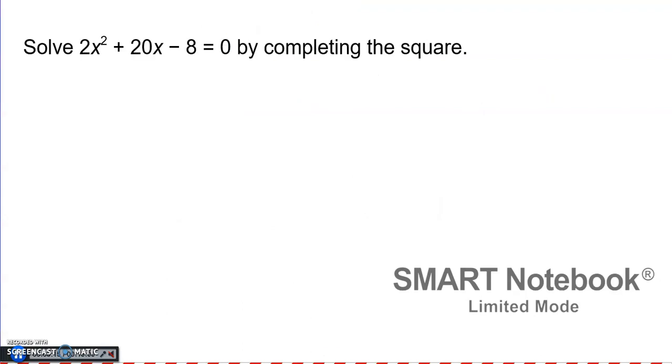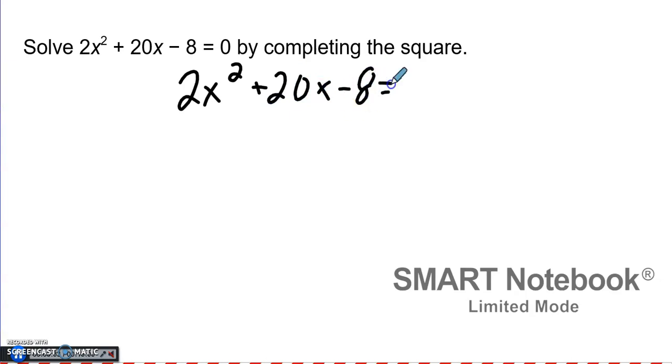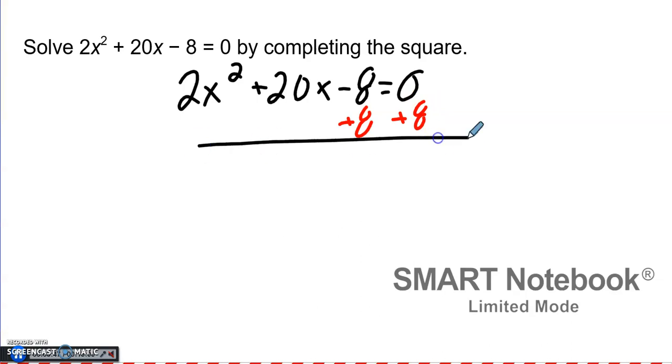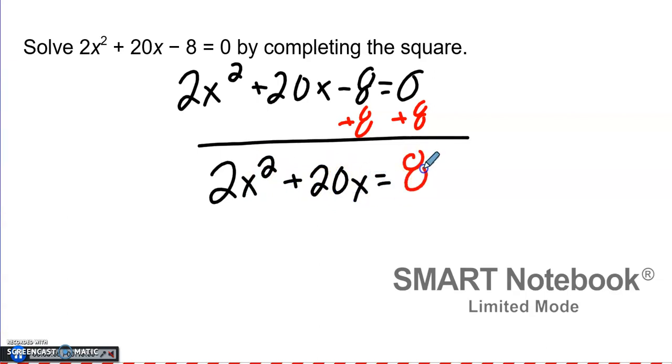We said solve 2x squared plus 20x minus 8 is equal to 0 by completing the square. So let's go through how we would do this. The first thing we're going to need to do is I'm just going to rewrite it: plus 20x minus 8 is equal to 0. We want to have a binomial term with our x squared and our linear term, our bx. So we're going to have to add 8 to both sides. When we do that, we get 2x squared plus 20x is equal to 8.